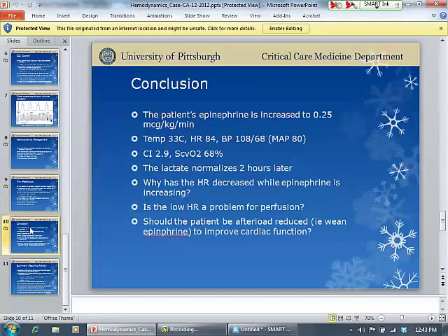Is the low heart rate a problem for perfusion? No. Okay. And like I said, even in bigger extremes like 54, 44, depending on the situation, it might be fine. Should the patient be afterload reduced, i.e. wean the epi to improve the cardiac function? Are you unhappy with this cardiac index of 2.9? You want to get it up to 3, 4? Is there a reason to do that? No, right? Because before the patient was in shock, now he's not, okay? So again, don't fixate on the number, right? This patient now overall looks like he's doing fine.